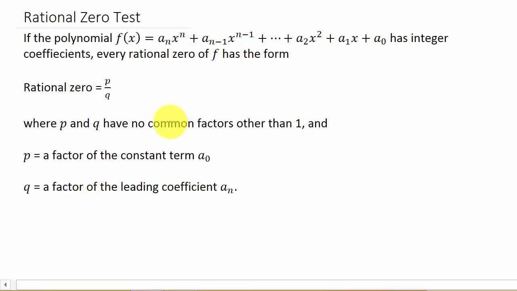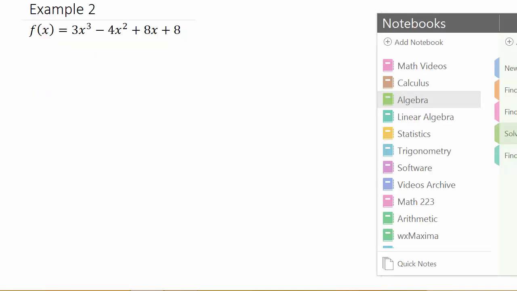This example is going to be a polynomial of degree 3. The first example that I did is also degree 3. And then I'll do another problem in another video, example 3. It'll be a fourth degree polynomial, so if you want to check that out. Alright, well, let's look at this one.